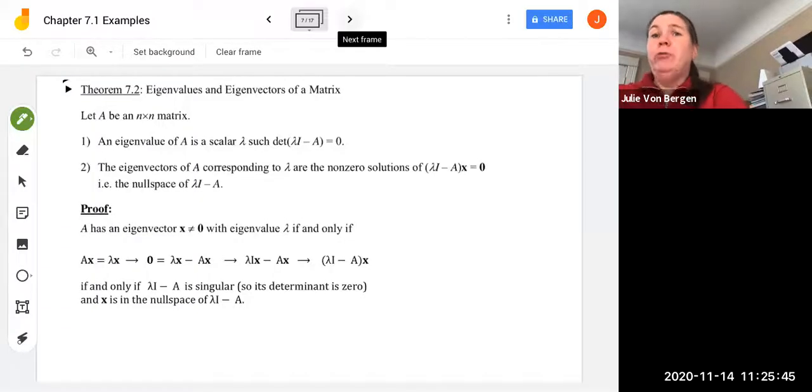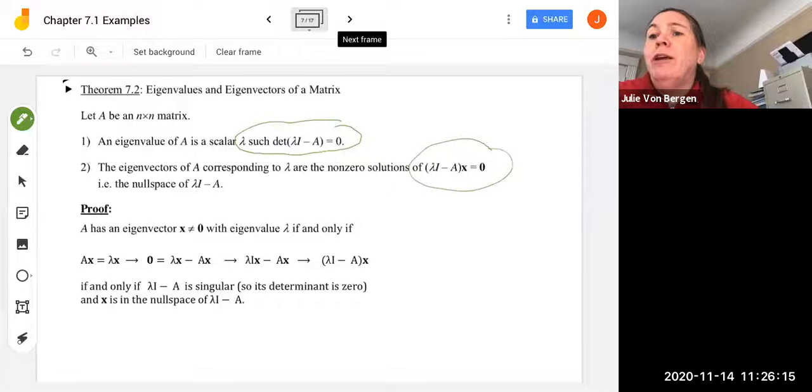Theorem 7.2 shows us that an eigenvalue has to be a scalar that satisfies this characteristic equation. So let's take a look. We're going to let A be a square n by n matrix, and then an eigenvalue lambda of A is a scalar such that the determinant of lambda I minus A equals 0. And the eigenvectors of A corresponding to lambda are the non-zero solutions of the equation lambda I minus A multiplied by vector X equals 0, which we also know is the null space of lambda I minus A.